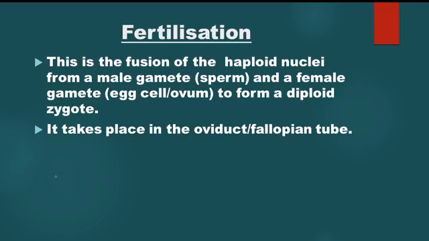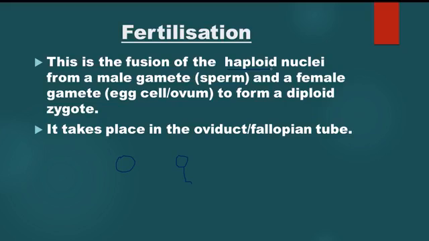So first of all, I want you to remember that if we have the egg and a sperm cell, we say that they are haploid. Haploid means that they contain one set of chromosomes. In layman's language, you can say that they contain half the total number of chromosomes. But in biological terms, haploid means one set of chromosomes.